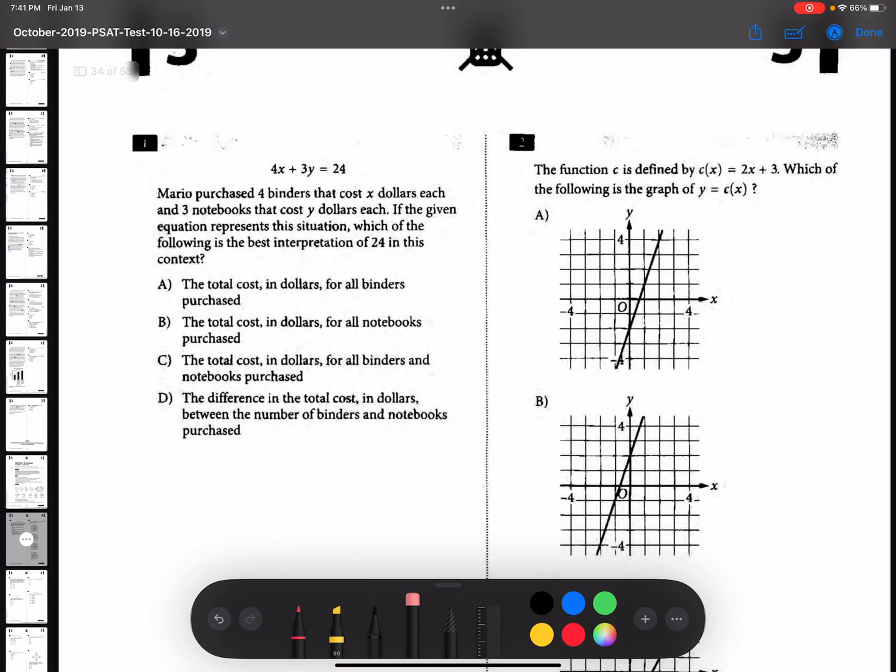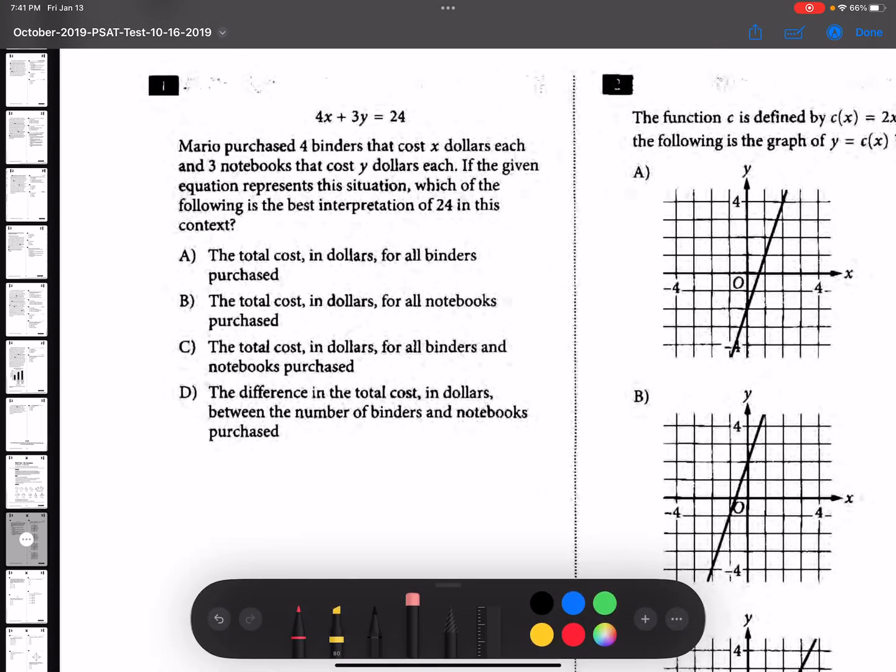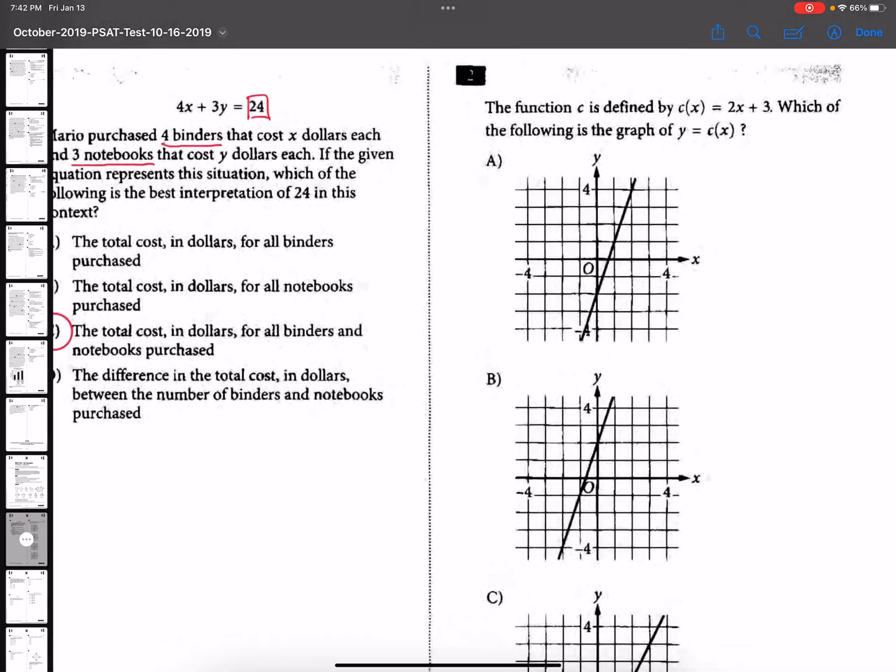Number 1. Mario purchased 4 binders that cost X dollars each, 3 notebooks that cost Y dollars each. If the given equation represents the situation, which of the following is the best interpretation of 24? So if Mario purchased 4 binders, that means that we don't know how much those cost. So 4 is the binders. 3 is the notebooks. So that means that 24 should be the total cost. And we see that C matches that answer. So our answer is C.